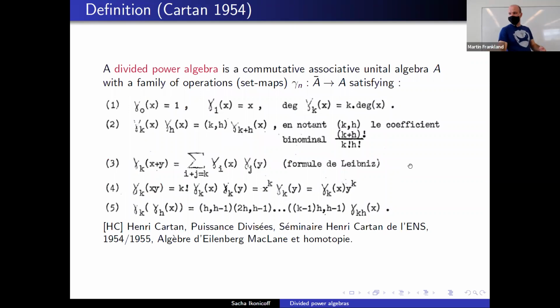So for that, I took a screenshot of the original paper of Cartan from the 50s, where he defines divided power algebras as commutative, associative, unital algebras that have a family of operations gamma n that play the role of the divided powers, which are only defined on a certain augmentation ideal. I don't want to spend too much time on that, and they satisfy a bunch of relations. And I'm going to give names to those relations in the next slide. So let me go through those relations with you.